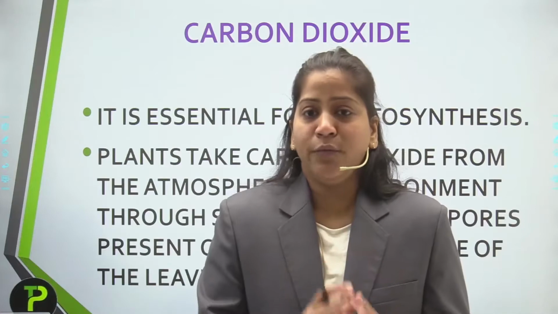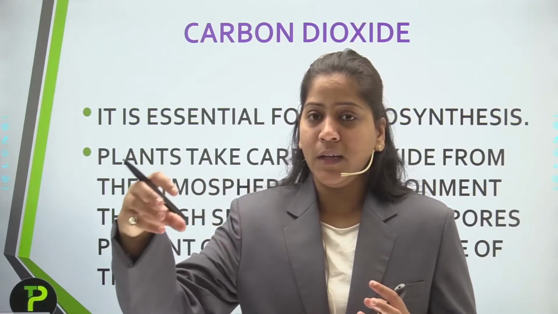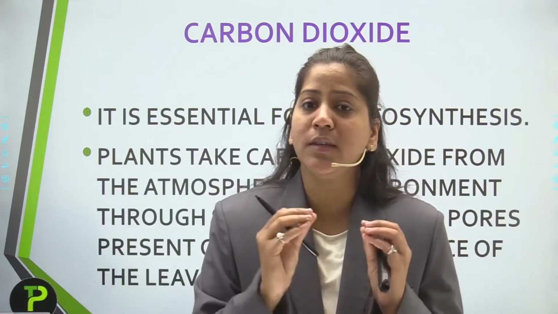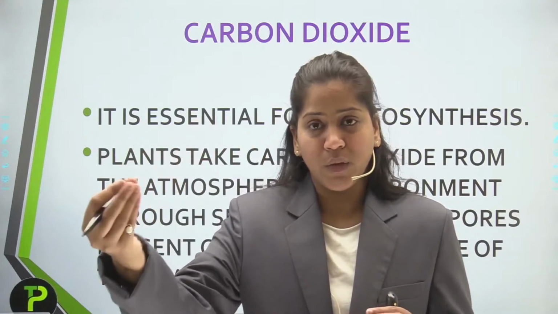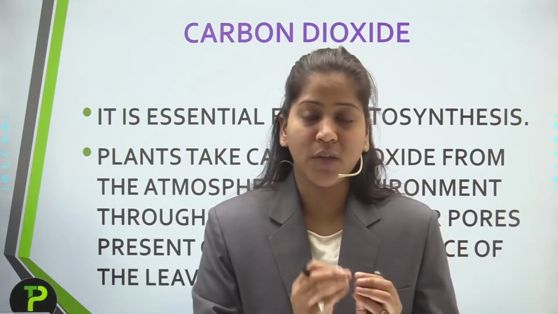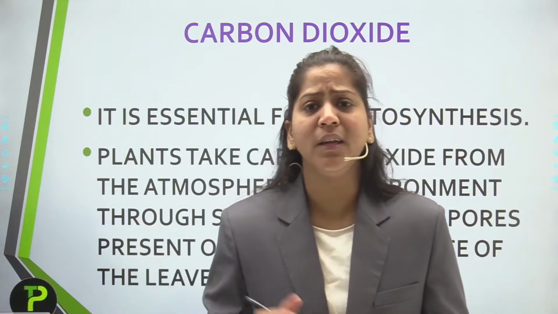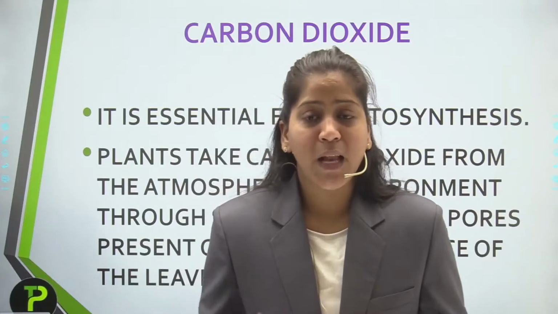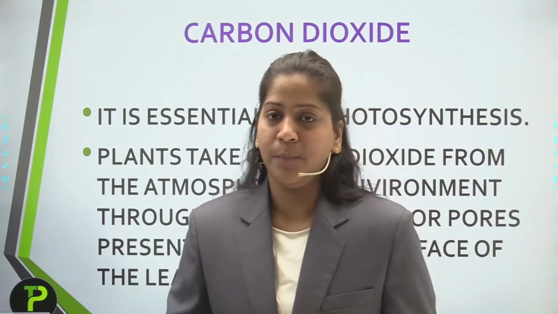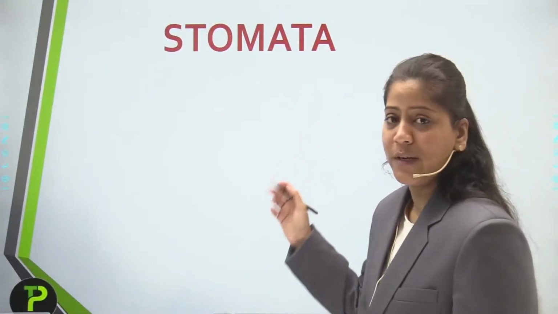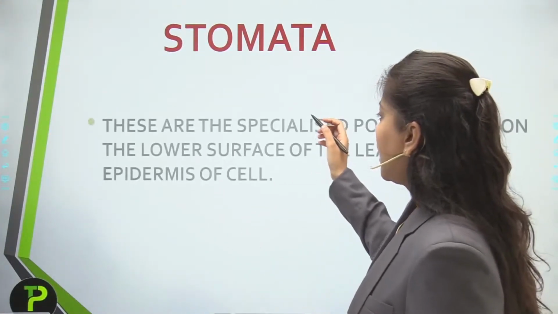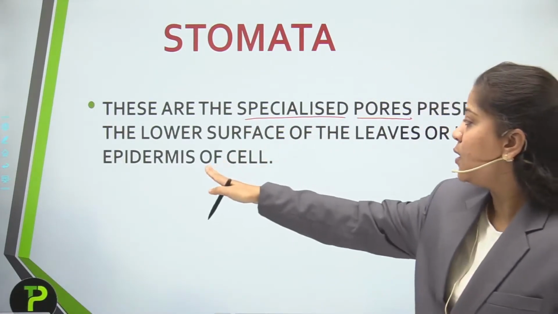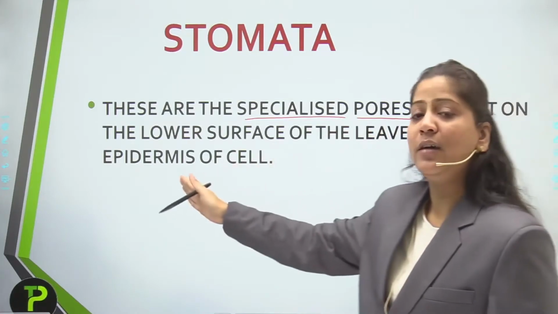After making food, the oxygen which is emitted from plants into the environment also leaves through structures known as stomata. So stomata are small, tiny structures present in plants which help in the exchange of gases. Now, the stomata we are studying are specialized pores present on the lower surface of the leaves, in the epidermis of cells.